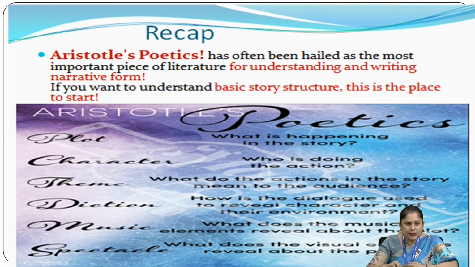So all these 6 points are very much important for understanding the narrative work of art. Basically two main genres could be studied with the help of Aristotle's Poetics. One is tragedy, tragic drama, and another is epic. So you have to remember these two main points.